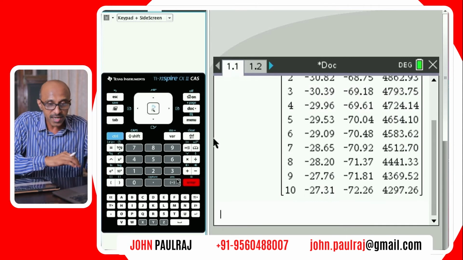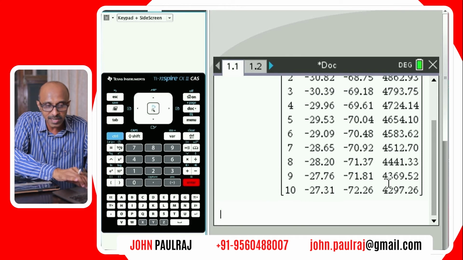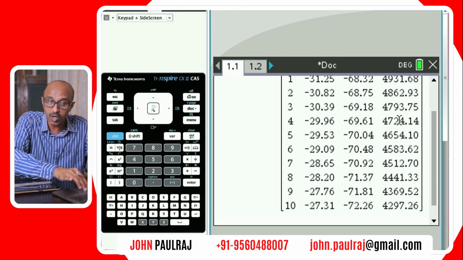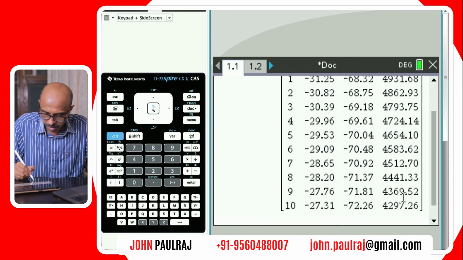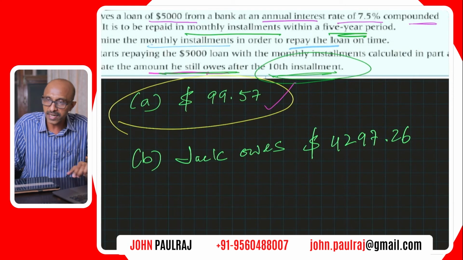Now, when you hit enter, you're going to get a table, as I said, from 0 to 10. And we needed only that 10 because we were interested in the amount of money that he owes at the end of the 10th installment. Each row corresponds to that installment. So 4 corresponds to the 4th installment, which means at the end of the 4th installment, he still owes $4,724.14. So at the end of the 10th installment, Jack owes $4,297.26. Okay, that is what you should write as the answer.